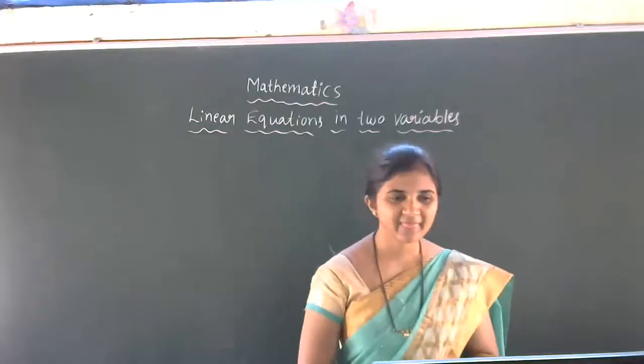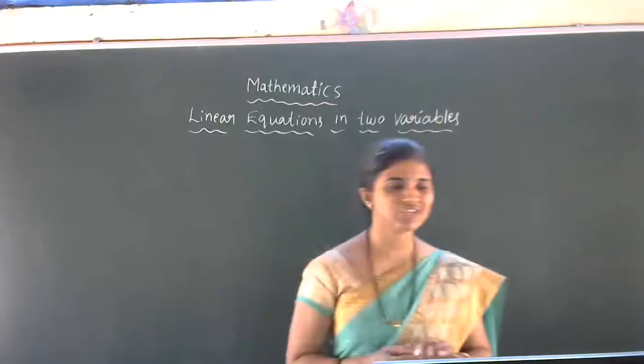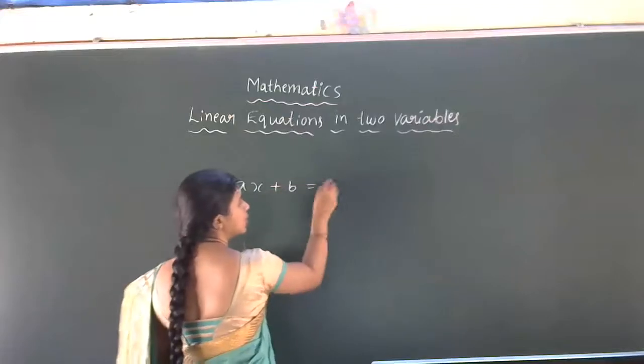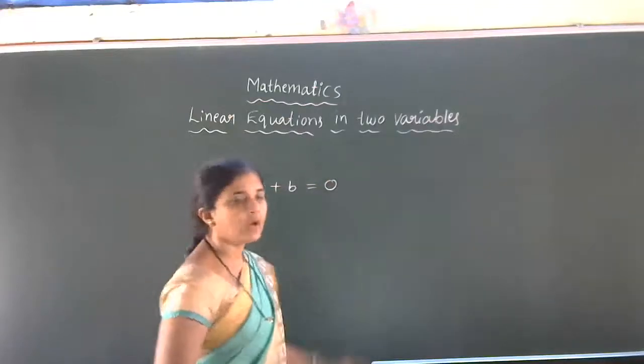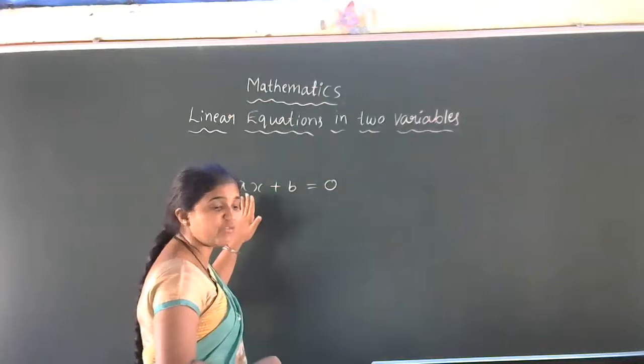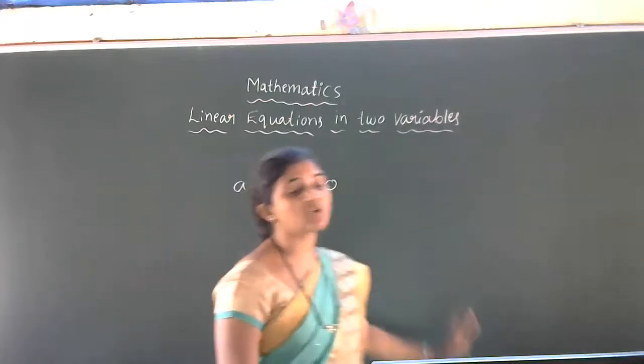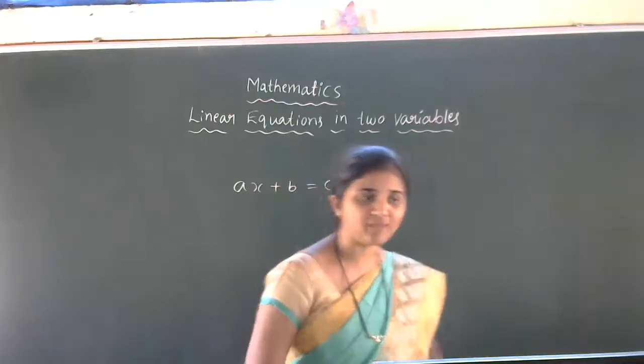The linear equation in one variable is an equation which is expressed in the form of ax plus b is equal to 0, where a and b are real numbers. Very good, Abhiram. So the linear equation in the form of ax plus b equal to 0 is called a linear equation in one variable.